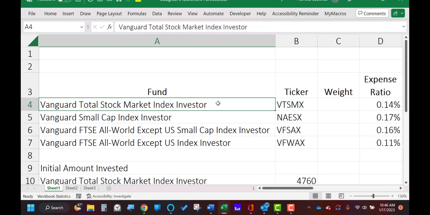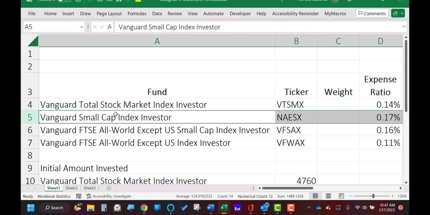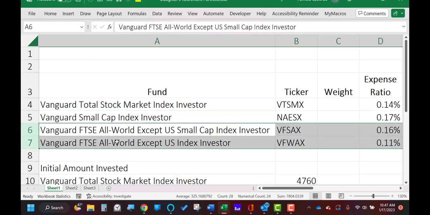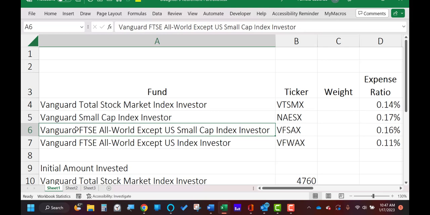And I chose four different mutual funds. The top two are invested only in U.S. stocks. This one's a broad U.S. stock market fund, but it mostly contains just larger companies, mid to large to giant cap companies. I also wanted her to have some exposure to small cap companies in the U.S., so I put some of it in the Vanguard Small Cap Index Investor Fund. And then the bottom two funds invest in equities outside of the United States. This one invests in mostly small cap companies outside of the U.S., and this one is a broader, larger company, non-U.S. fund.